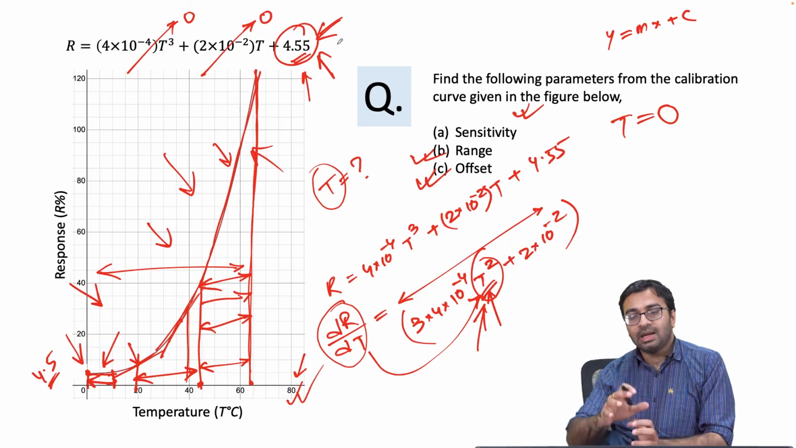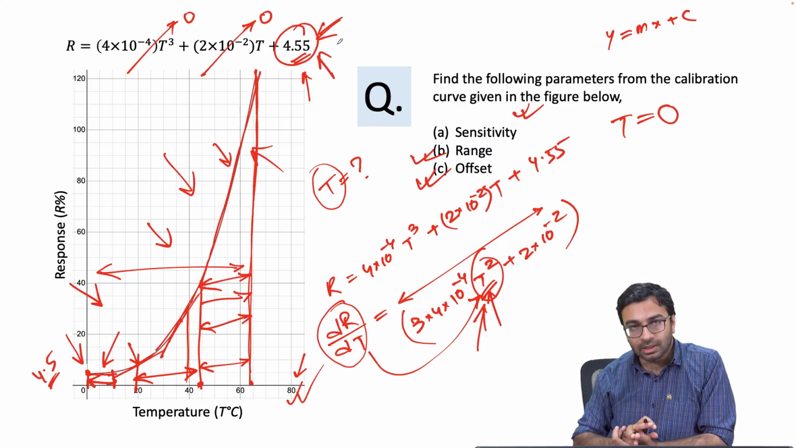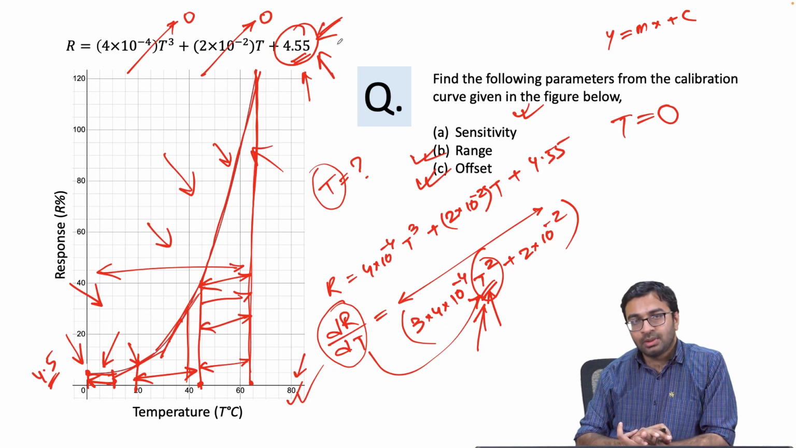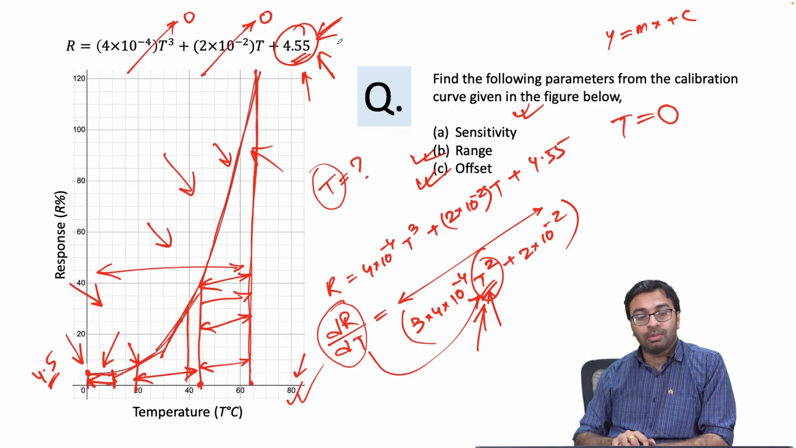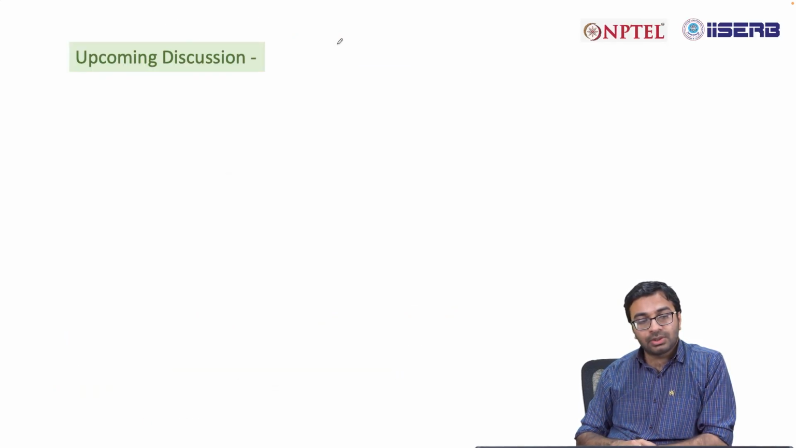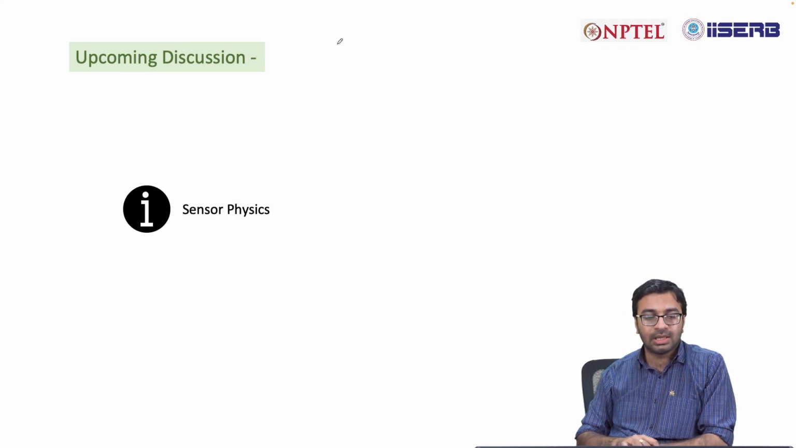So these are the considerations associated with different calibration curves and different parameters. So with this, we are concluding sensor parameters and some of the calculations I have shown you, which will help you to solve different problems as well, or which probably will help you to understand a calibration curve in a better way. Okay. So in the upcoming discussion, we will discuss different sensor physics.